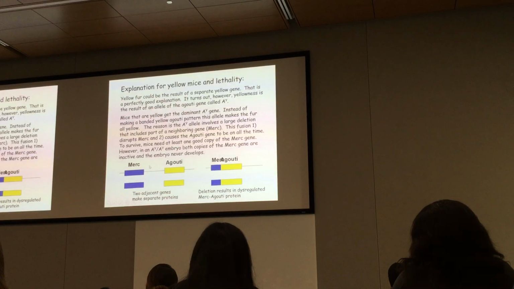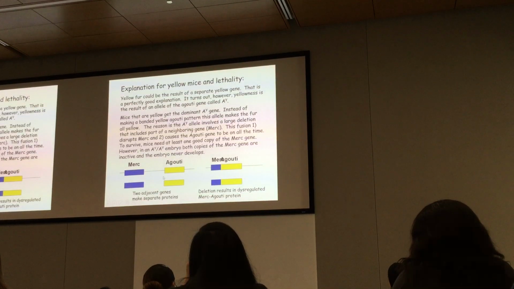In the case of the AY allele, what's happened is a big section of DNA between the Merck and agouti genes has been deleted, right? That's a common type of chromosomal problem or rearrangement and so forth. So there's a big chunk here that's gone. And so now the chromosome with the AY allele looks like this. There's been a fusion of the Merck and agouti genes.